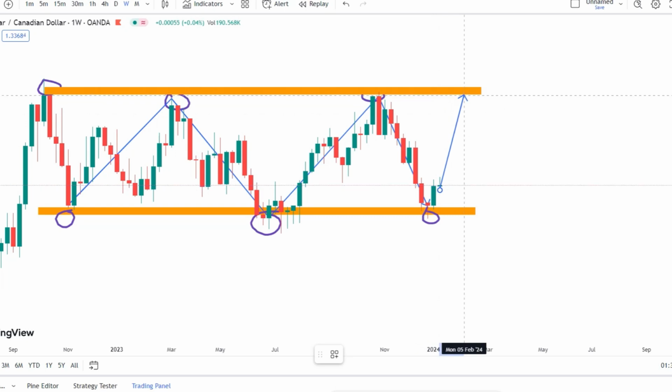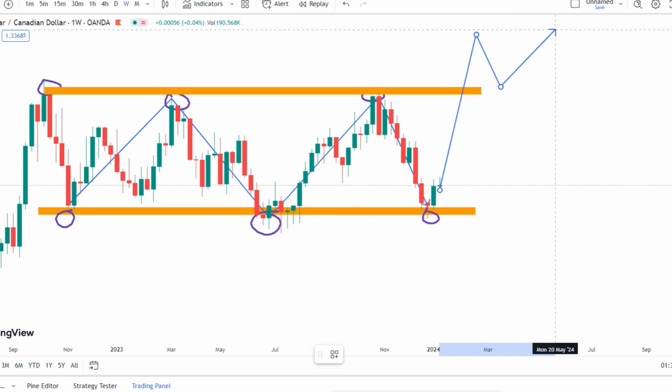And if the market is going to shoot up here, that means we're going to wait for the pullback here at the zone and continue with the trend.